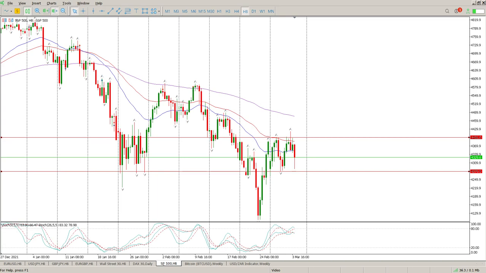So 4,400 has definitely been the level to watch, and you can see we rejected it pretty strongly on the 8-hour, tried a second 8-hour bar, and then this morning we've pulled back quite dramatically. I won't say free fall, but dramatically.